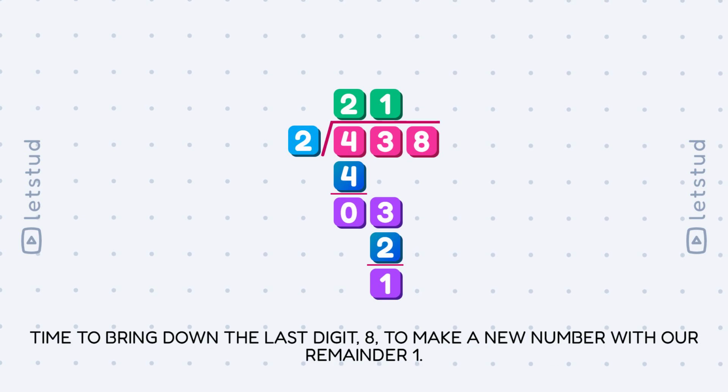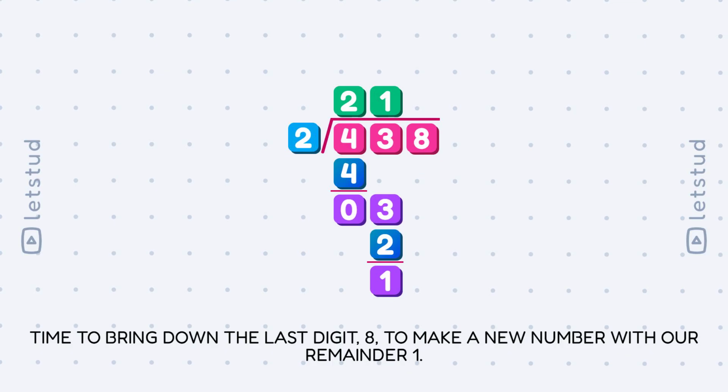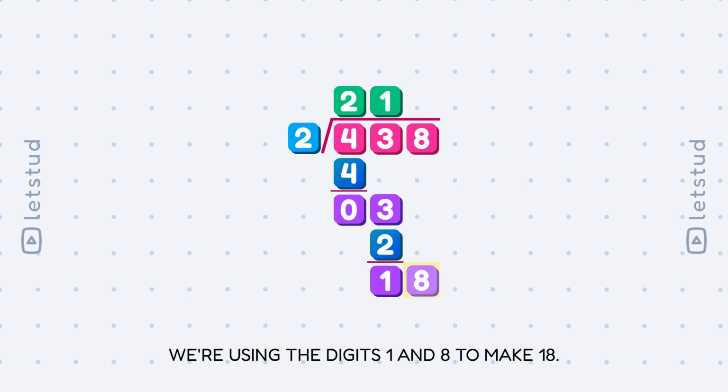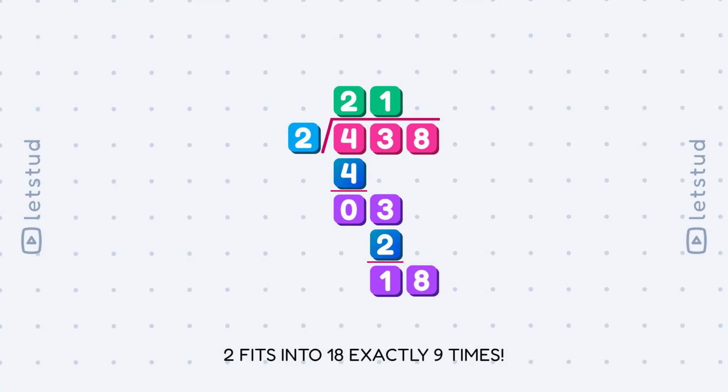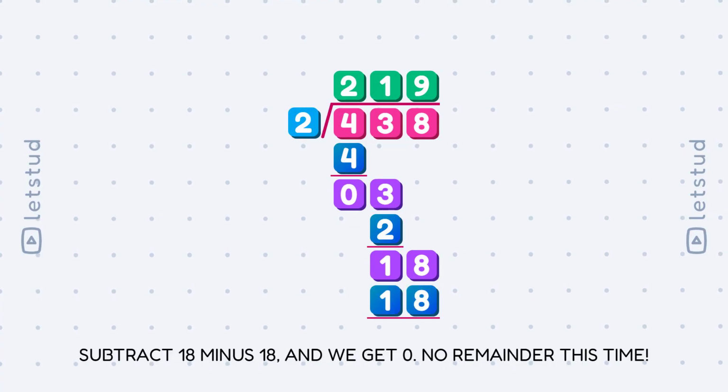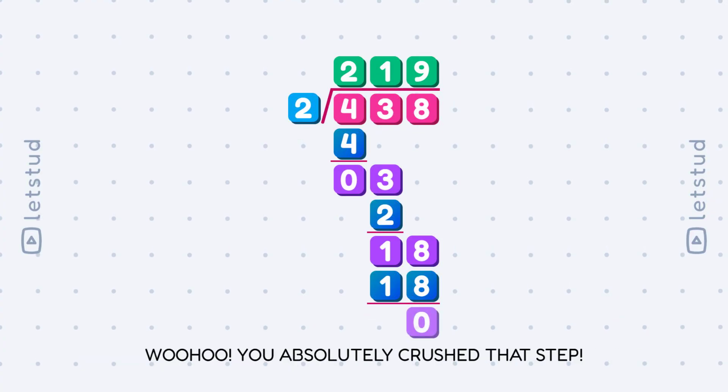Time to bring down the last digit, 8, to make a new number with our remainder 1. Last step, we now have the number 18. How many times does 2 go into 18? 2 fits into 18 exactly 9 times. Check our work: 9 times 2 is 18, exactly right. Subtract 18 minus 18 and we get 0. No remainder this time. Woohoo, you absolutely crushed that step.